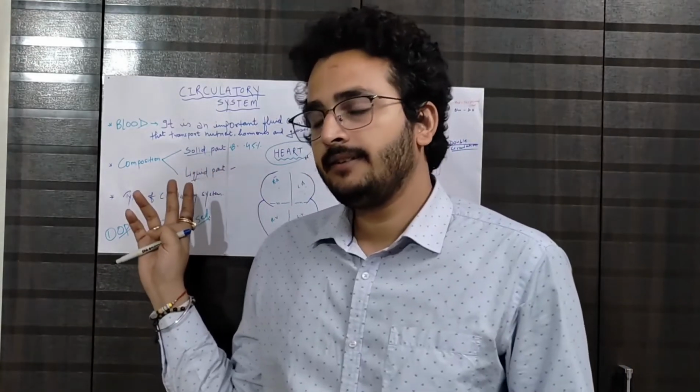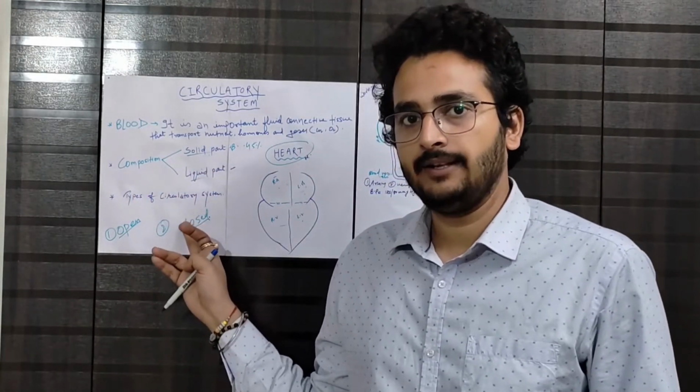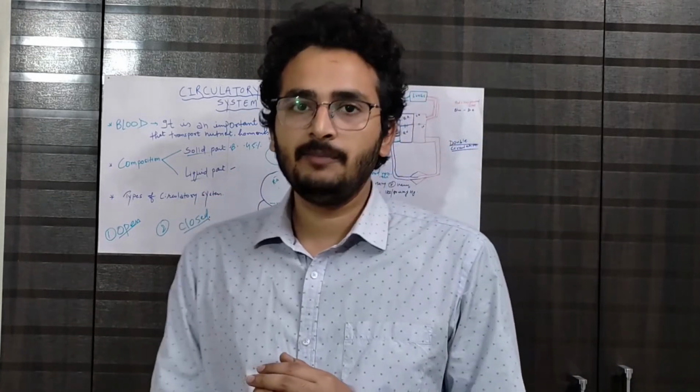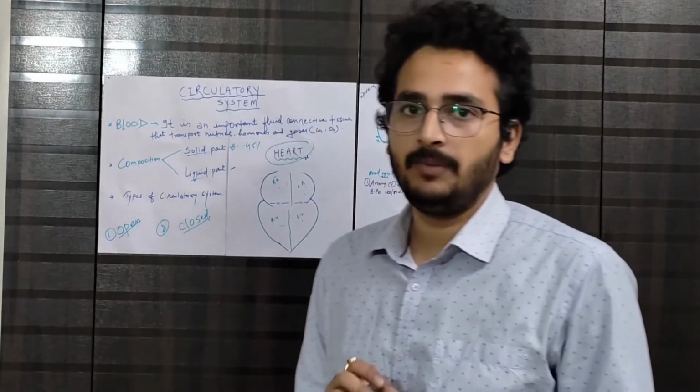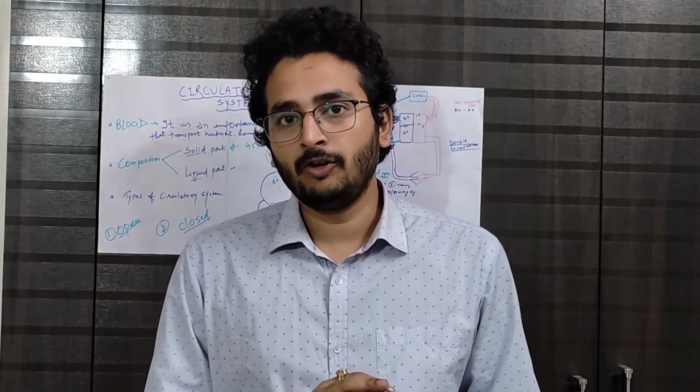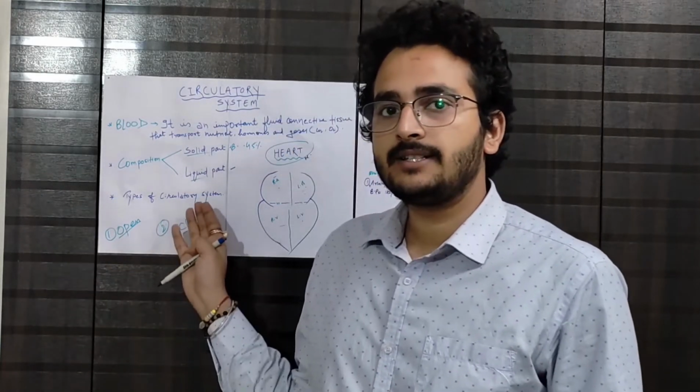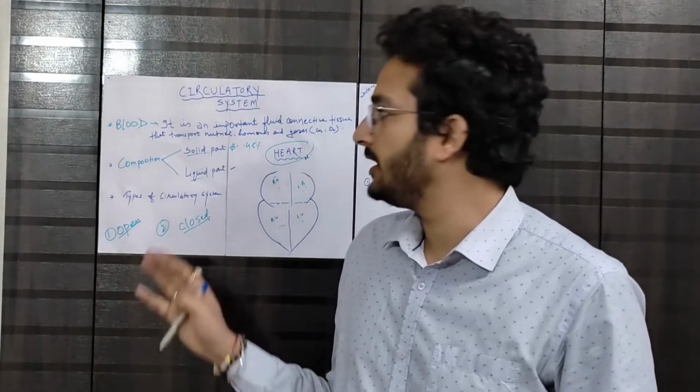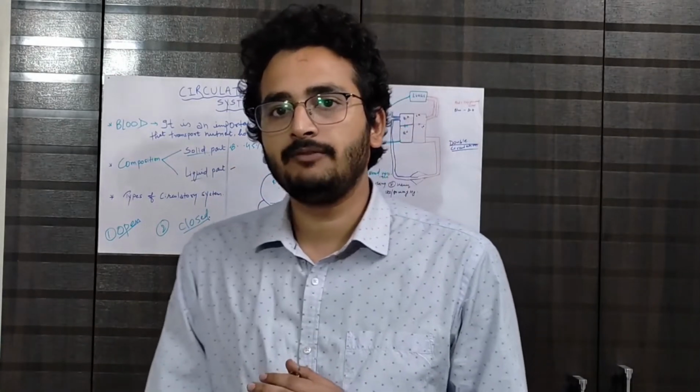Blood has two parts, a solid part and a liquid part. The solid part consists of red blood cells, white blood cells and platelets, which contribute 45% of total blood volume, and the liquid part consists of blood plasma, which contributes 55% of total blood volume.